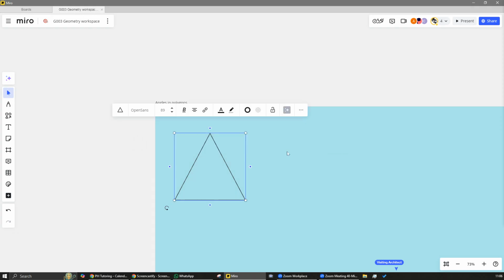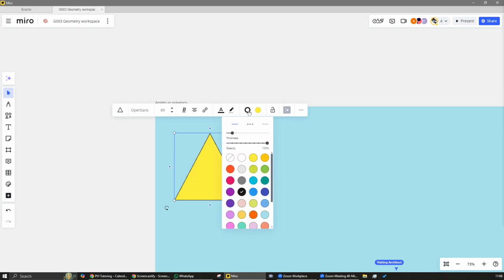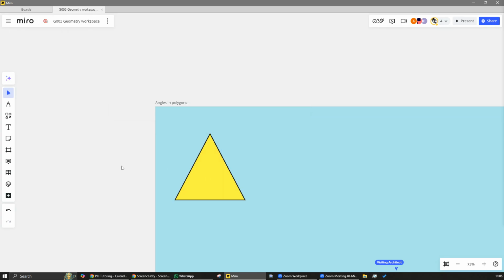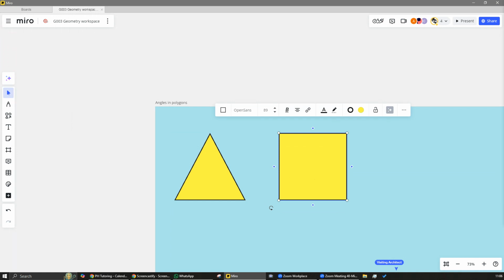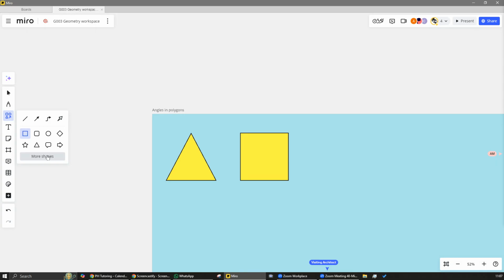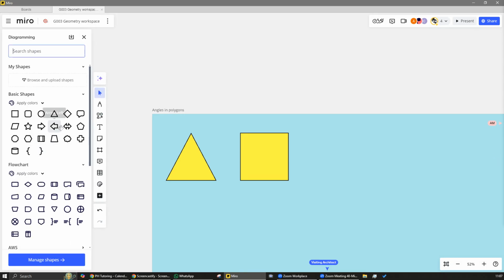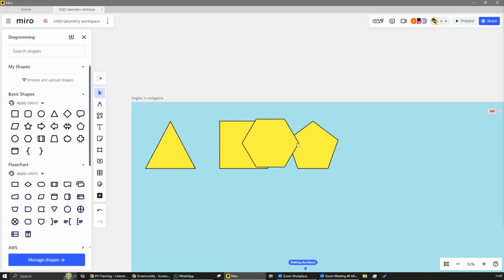So this is a polygon. I'm going to color these in just because they'll be easier to see. Yeah, and we'll get a square. We'll make them just all yellow. I think they don't need to change. They need to be different colors. And then we have, we can also have a pentagon, and let's just do a hexagon, and that'll do for now.